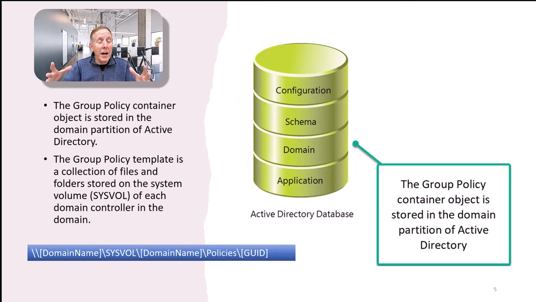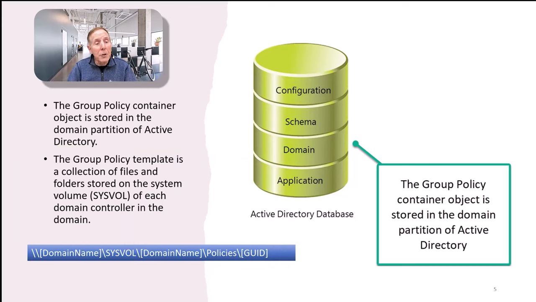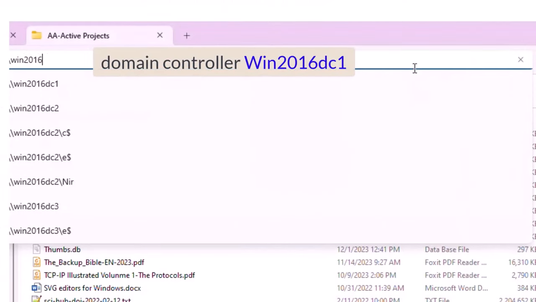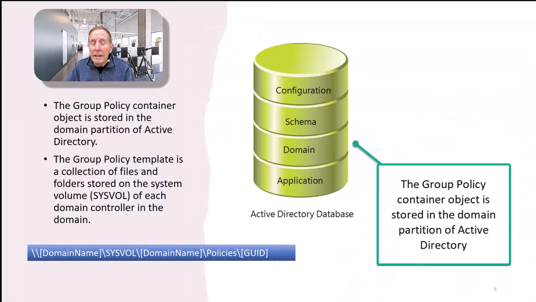Now, the files that make up group policy, they're going to be stored in a special folder called a sysvol folder. And then we're going to turn around, take that folder and share it to the network with a share name of, you guessed it, sysvol. And yes, all of this is on a domain controller.